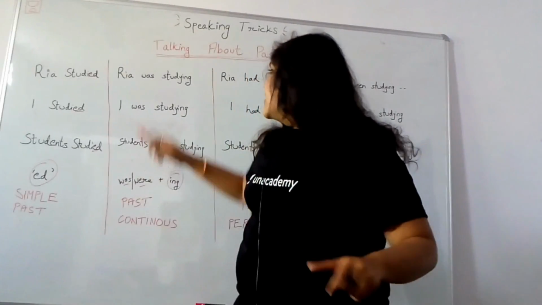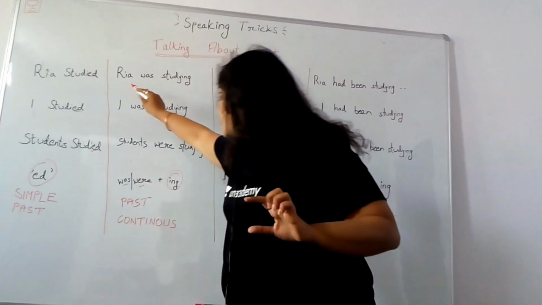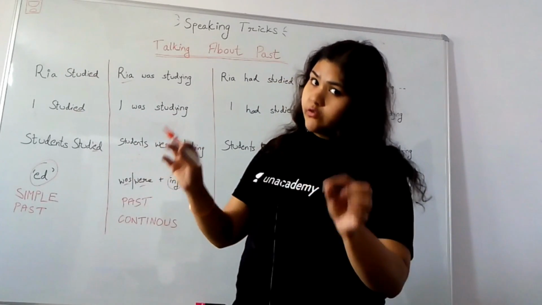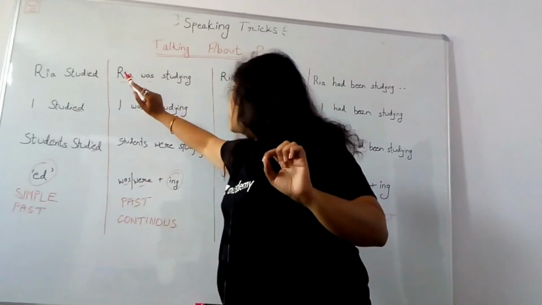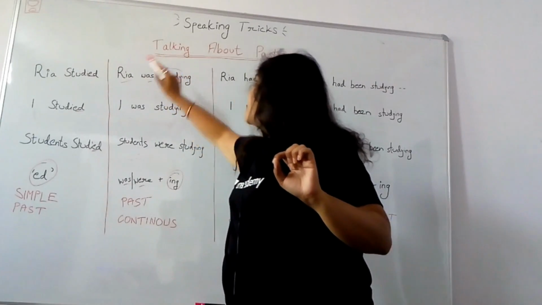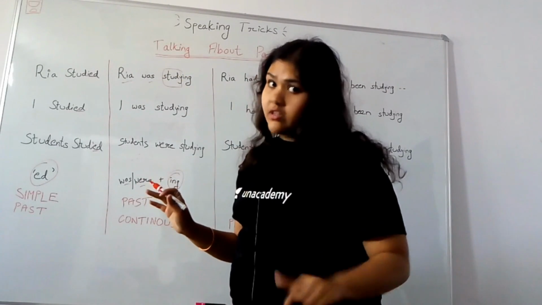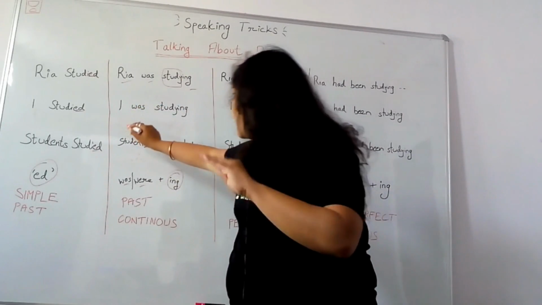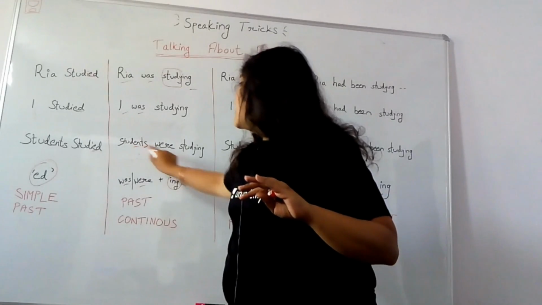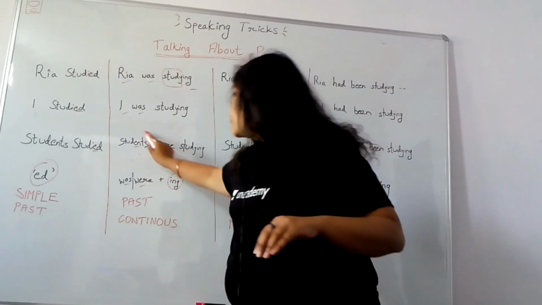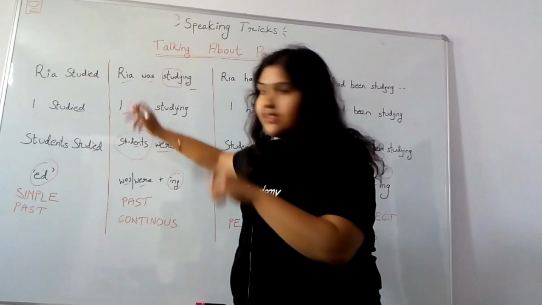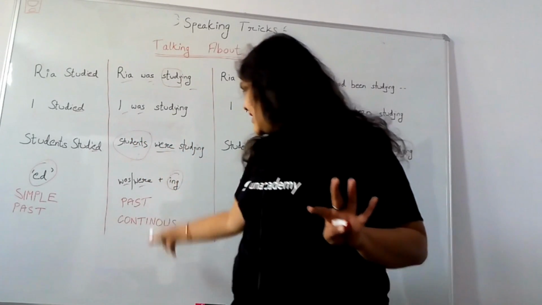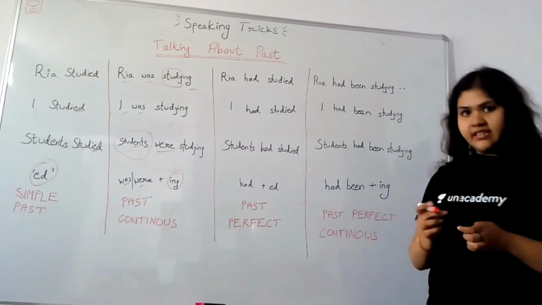See here, Ria was studying. If there is a noun here, you can substitute it with a pronoun. Use was, and you can change the verb according to the sentence, plus -ing. Similarly, when we talk about ourselves, I was studying. Students were studying. Why? Because students is plural, while Ria is one person, that's why was. Students plural, that's why were. That's it, and our past continuous is done.